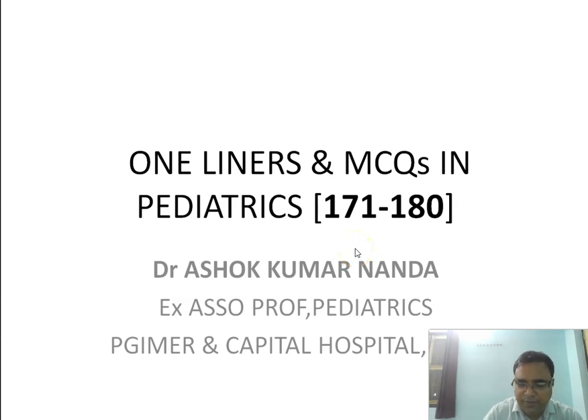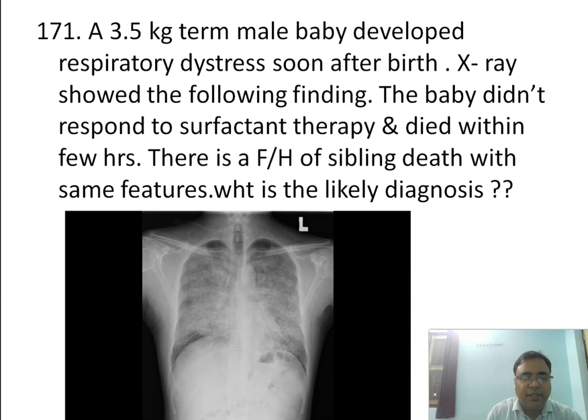To start with, a 3.5 kilo term male baby developed respiratory distress soon after birth. X-ray showed the following finding. The baby didn't respond to surfactant therapy and died within a few hours. There is a family history of sibling death with the same features. What is the most likely diagnosis?